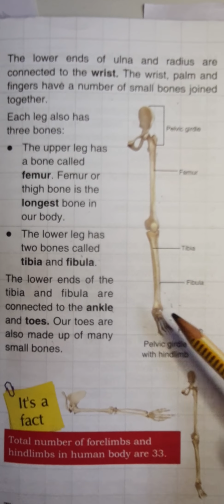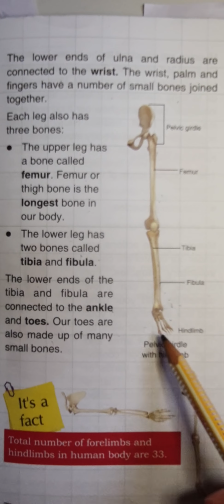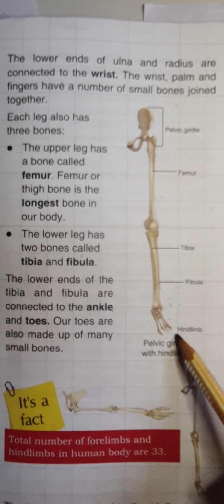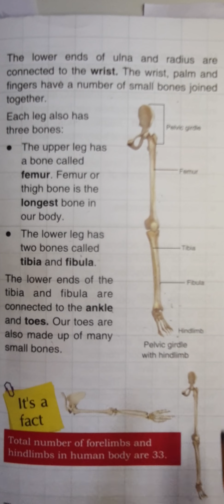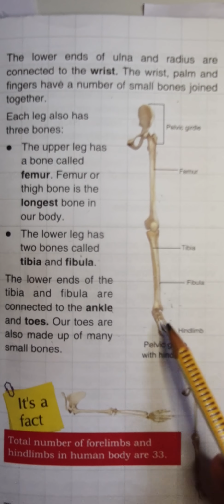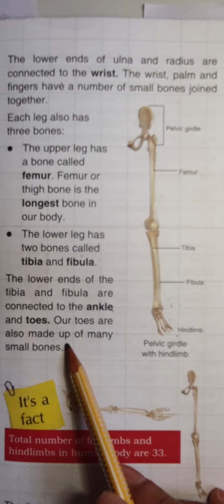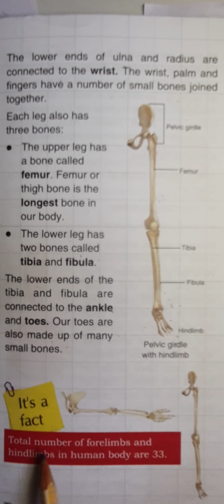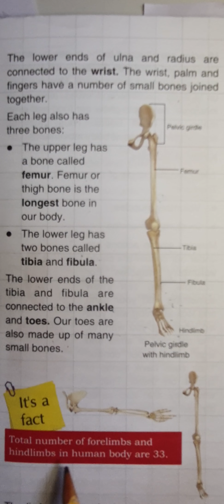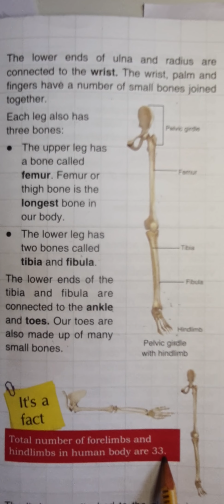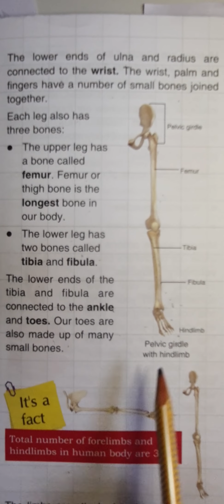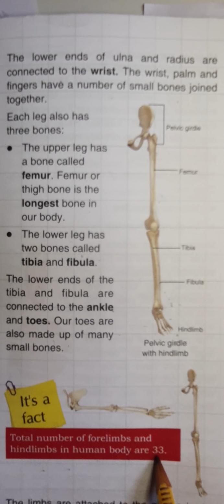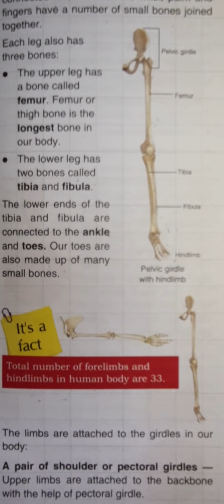Our toes are also made up of many small bones, as we have the fingers in the upper limb and the toes in the hind limbs. It is a fact that the total number of bones in the forelimbs and hind limbs in the human body is 33. So, how many bones are there in the forelimbs and the hind limbs? There are 33 bones.